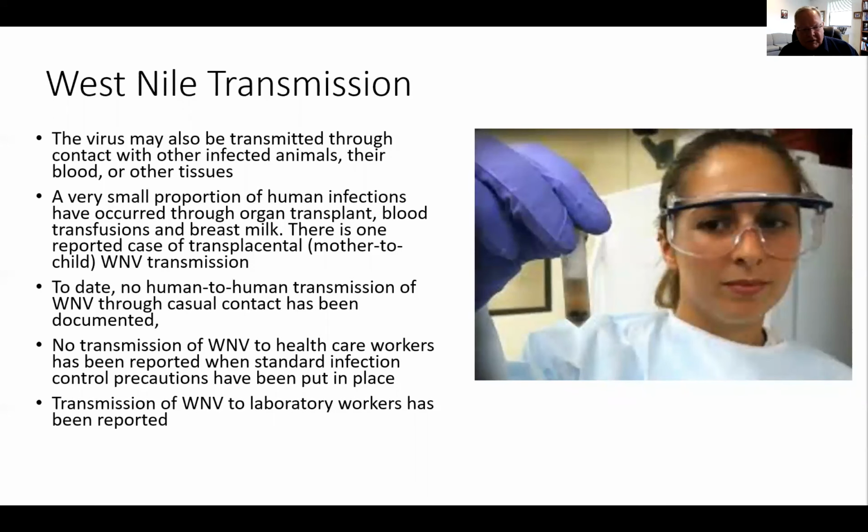It can be contracted through other infected animals, through blood or other tissues. A very small portion of human infections have occurred through organ transplants. To date, no human-to-human transmission of West Nile has occurred, and no transmission of West Nile virus to health workers has been reported when standard infection control precautions have been in effect. There has been some transmission to laboratory workers.